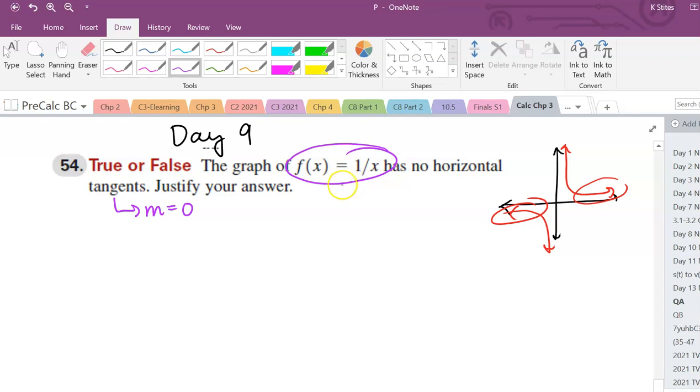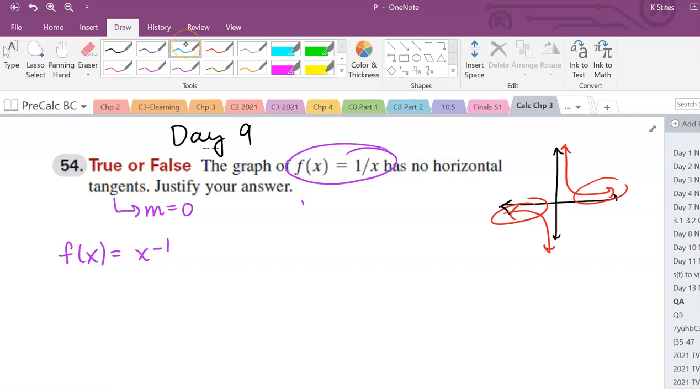So what I have to do first, in order to use power rule, is rewrite it as x to the negative 1 power. All right, that's just 1 over x. Notice I haven't taken the derivative yet. This is just me rewriting the function so I can actually take the derivative of it. You could use quotient rule too, but I would rather do this and use power rule.